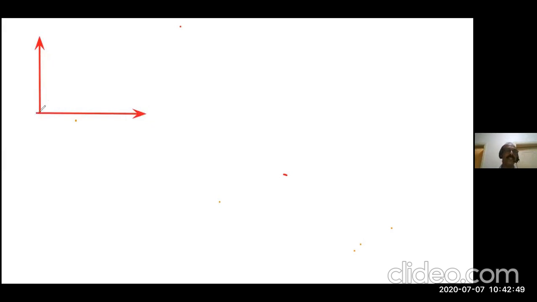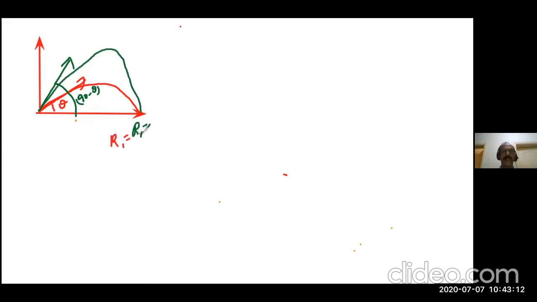Look, first we are throwing with an angle theta, say for example 30 degrees. It comes and hits here. Then we are throwing the same thing with 90 minus theta, say for example 60 degrees. This is 90 minus theta. Then it will fall on the same place. That means R1 should be equal to R2. This is what we are going to prove. First theta, let us consider.